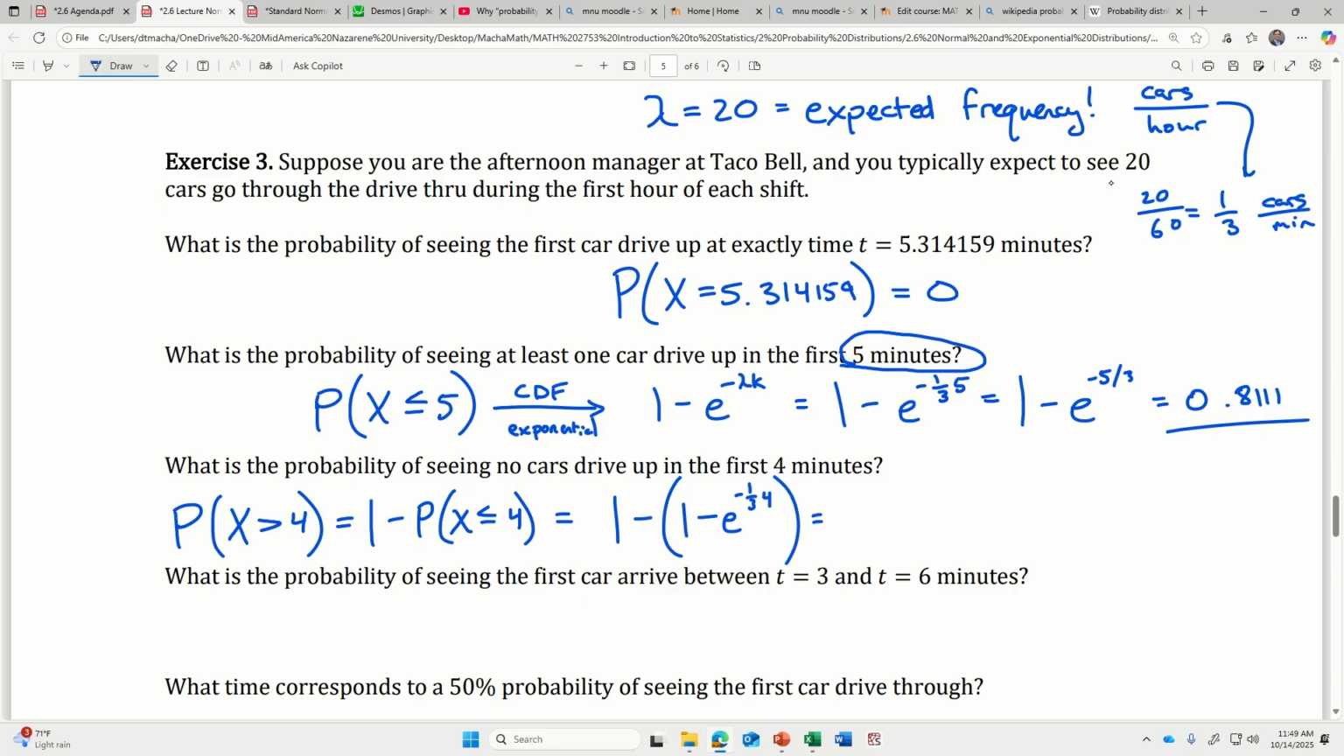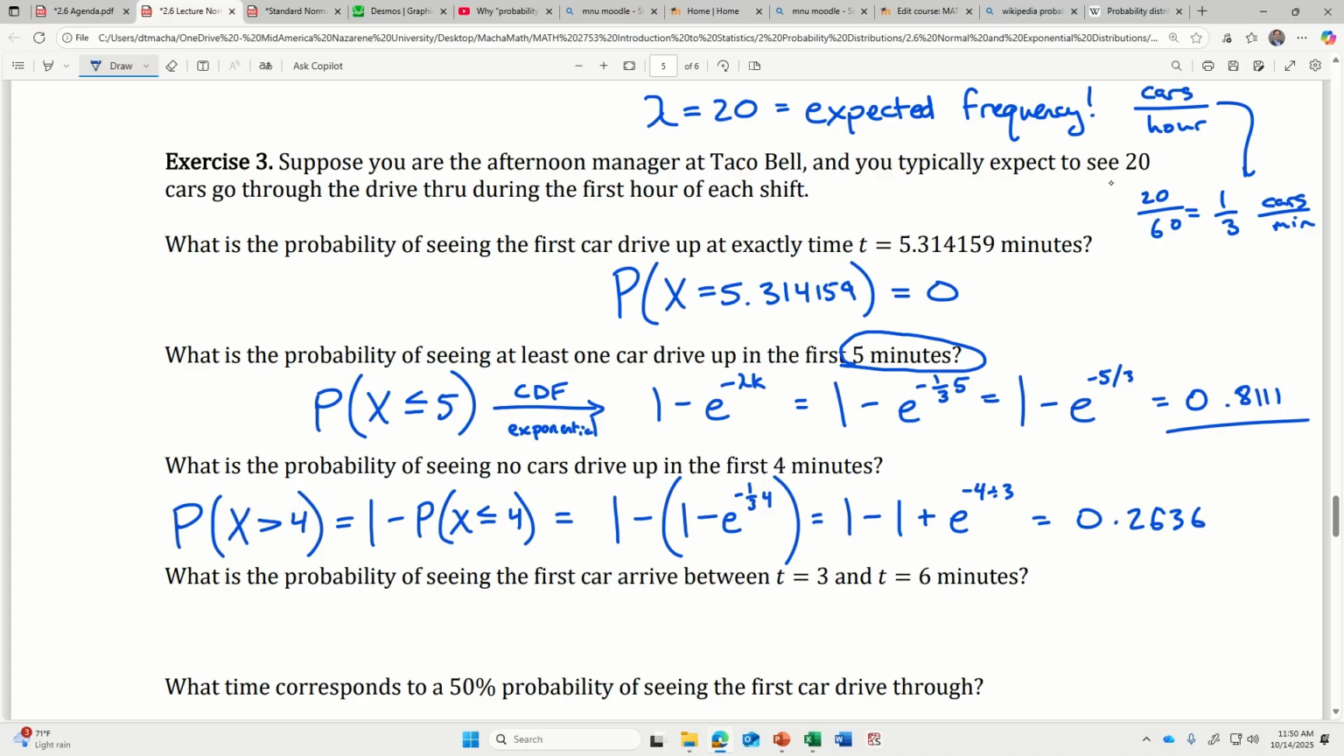applied again here, where let me distribute the minus, and I'll get 1 minus 1 plus e to the negative 4 divided by 3. 1 minus 1 is 0, so in my calculator I type in e raised to the power negative 4 divided by 3. Let me try that again. I got 0.2636. So there's a 26% chance we're not going to see any cars for the first 4 minutes.